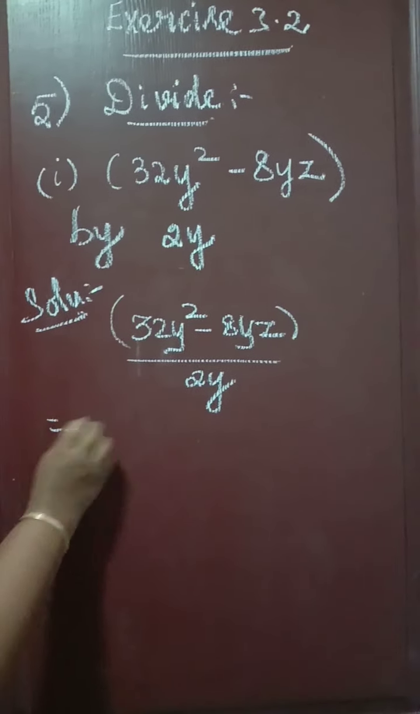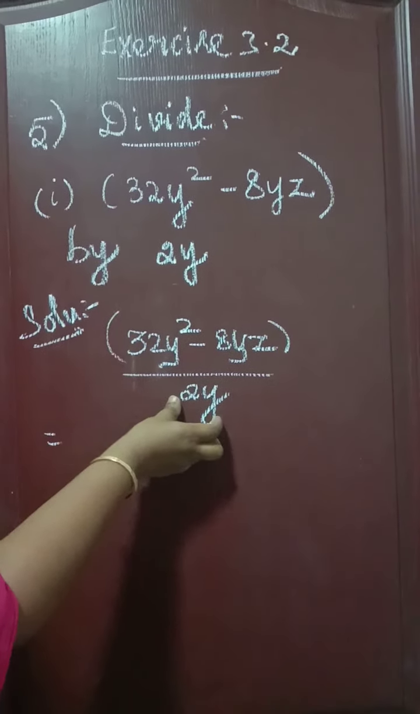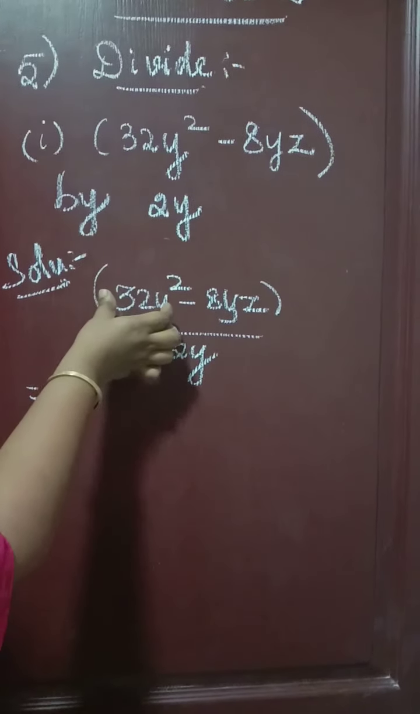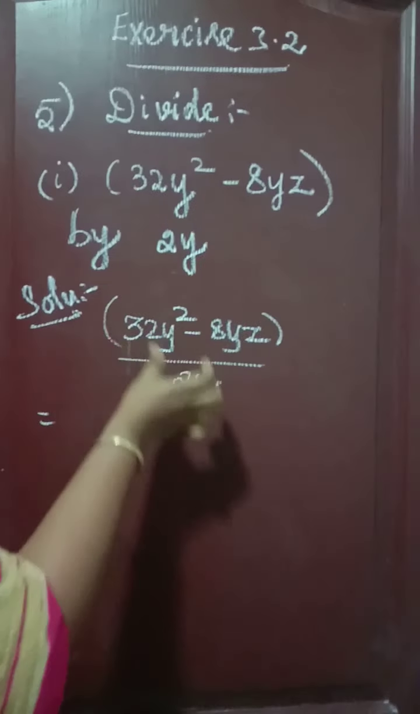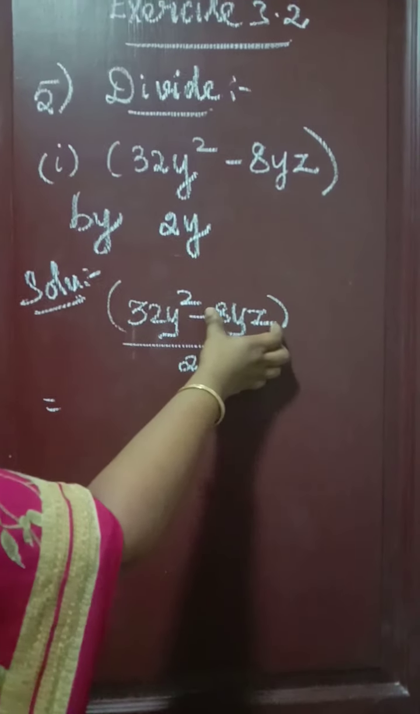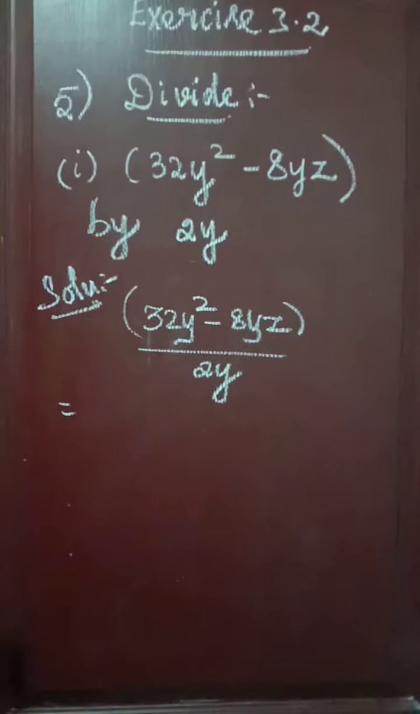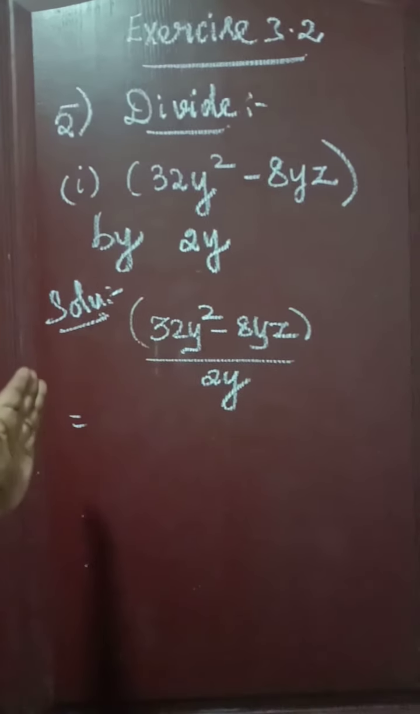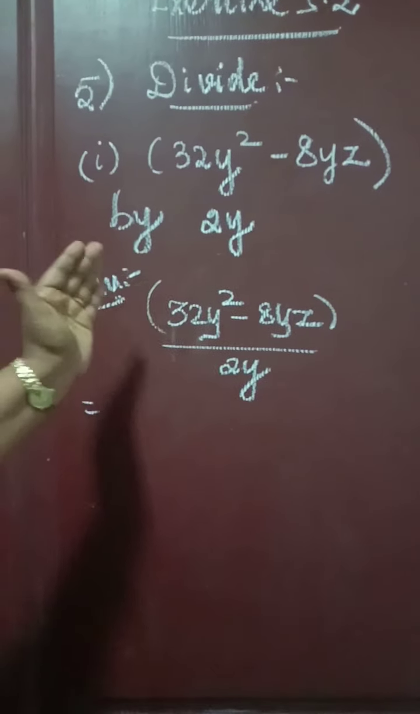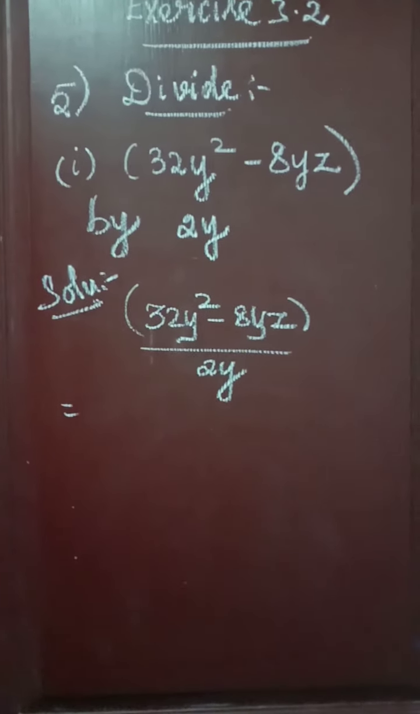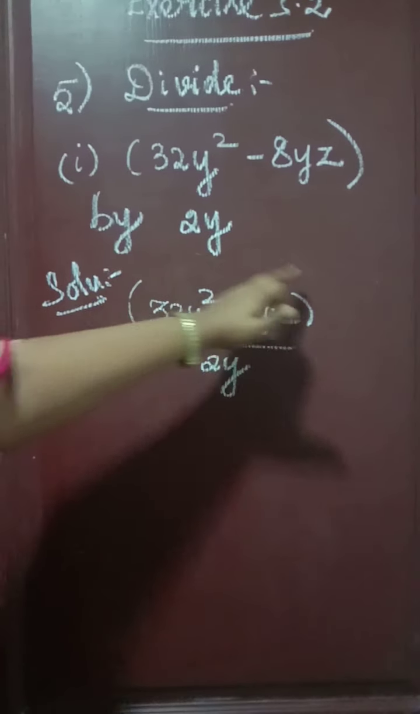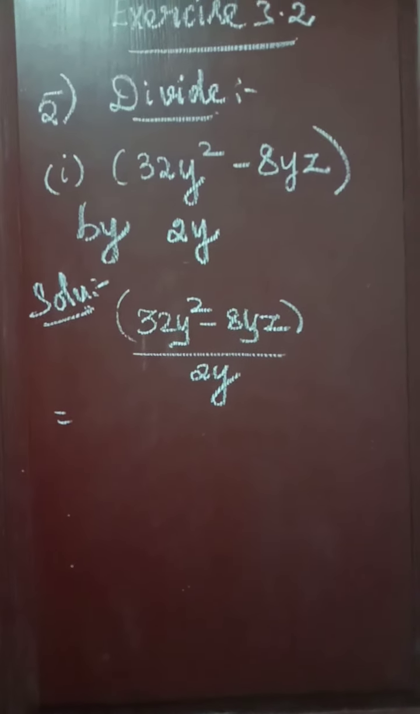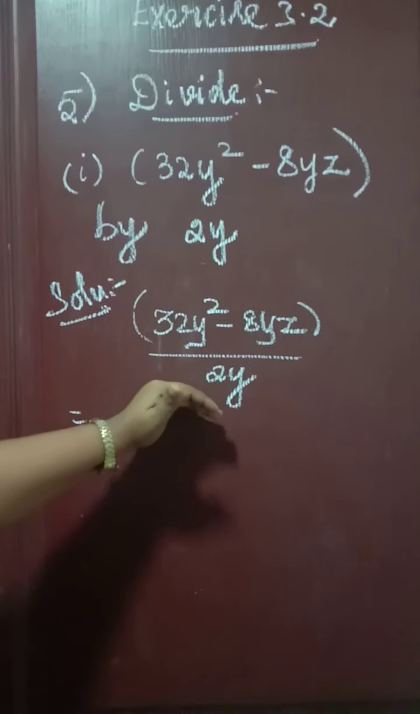So listen. The first term is divided by 2y, and next, the second term by 2y. You have to separate the terms. Here two terms are there, you have to separate the two terms, and each term you have to divide by 2y. Understood or not? Listen. Here in the binomial two terms are combined, so you have to split the two terms and divide each term by 2y.